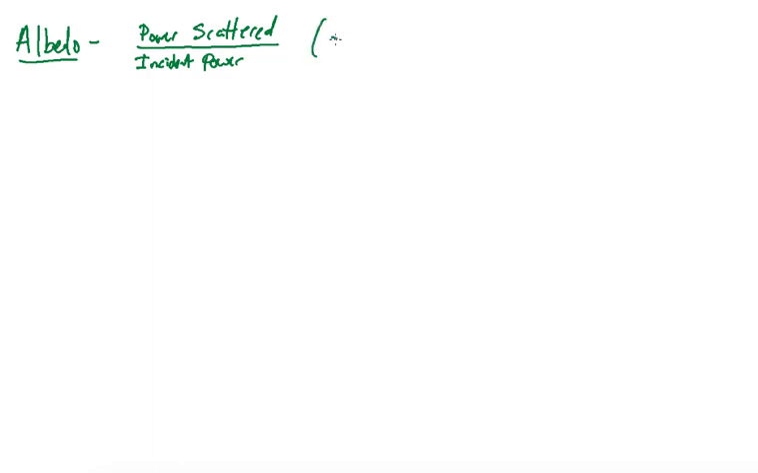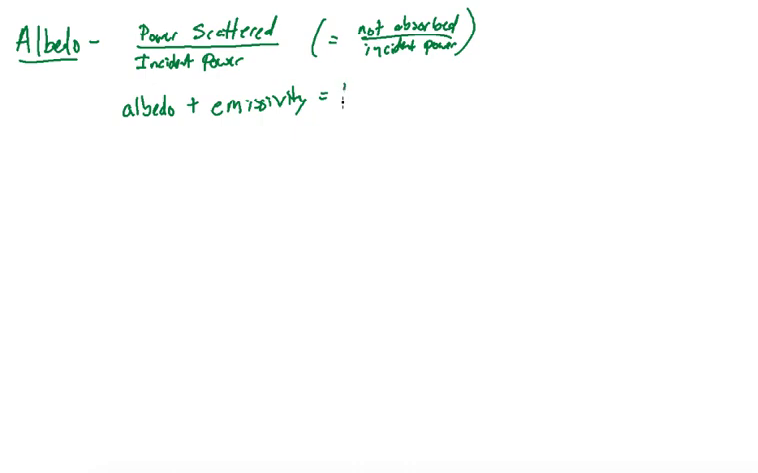Basically, what you're looking at is kind of another way to think about it. Since emissivity was what was absorbed, this is basically what's not absorbed over the incident power. So, whatever's incident on it, whatever's not of that is absorbed, is what that would be. Since this is basically the opposite of the other, it turns out that albedo plus emissivity equals 1, or 100%, because they're kind of the opposite of it. One is what's absorbed, one's what's not absorbed, but rather scattered.